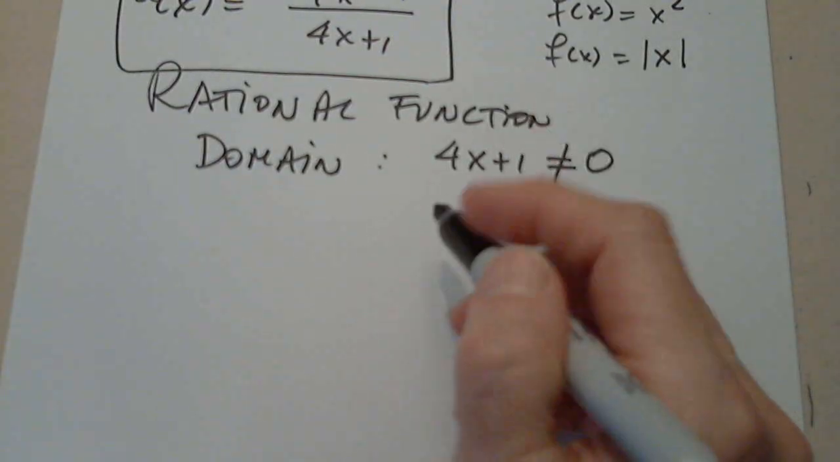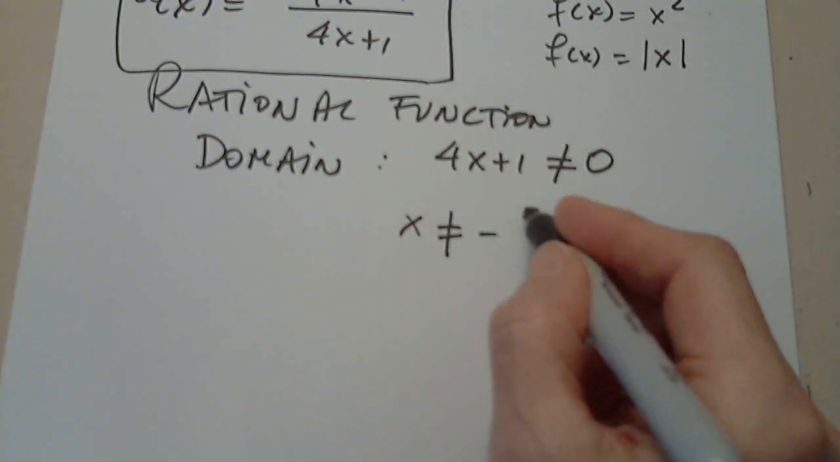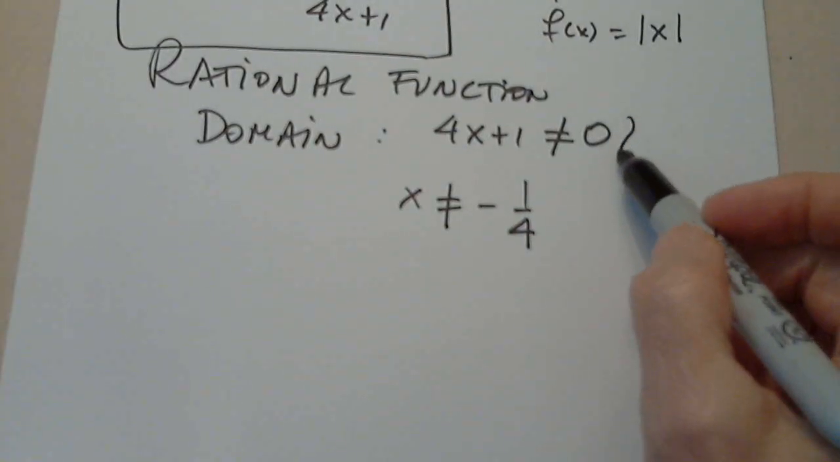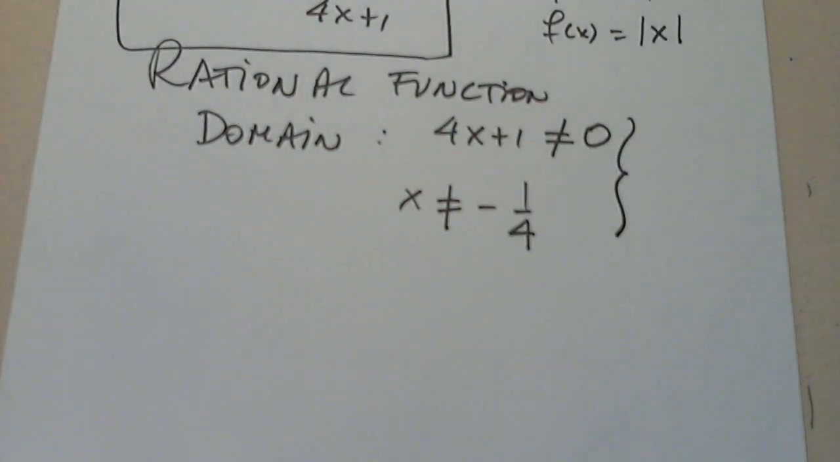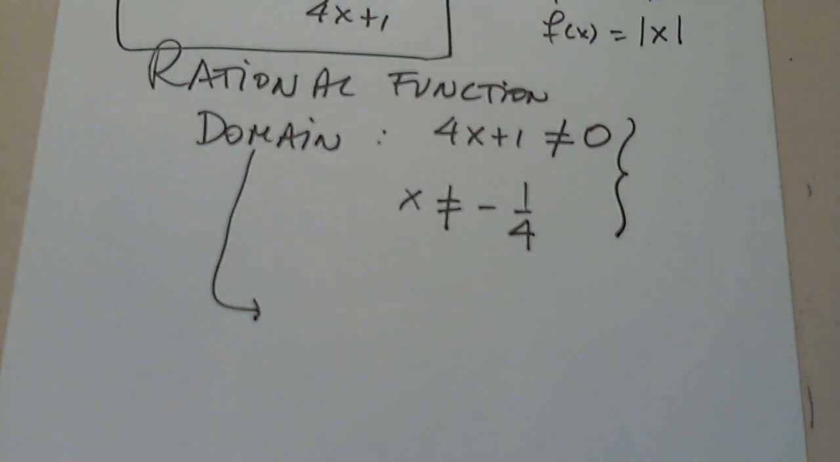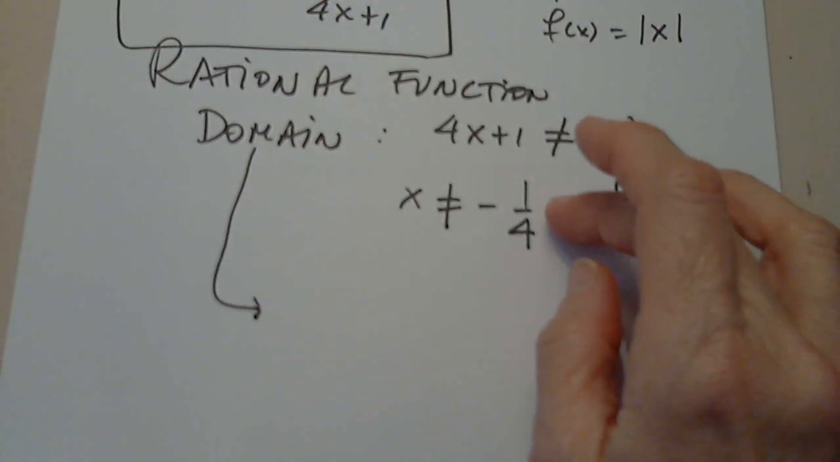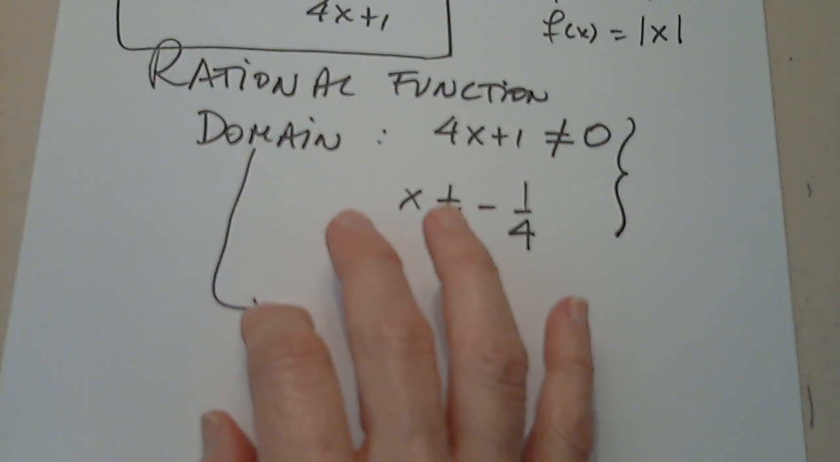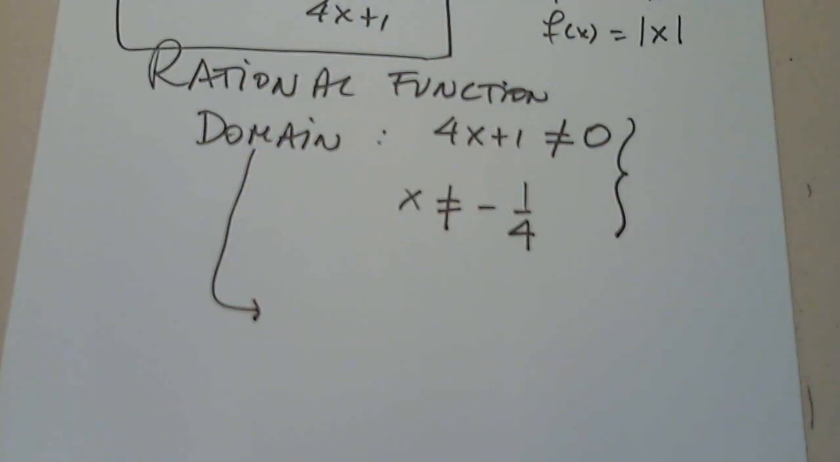I move on and divide by 4. So x cannot equal negative 1/4. But this is not what they are asking us to do. They're asking us to find the domain, what x can be. But I have to find what x cannot be first in order to identify what it can be. And in plain English, what x can be? Anything but.